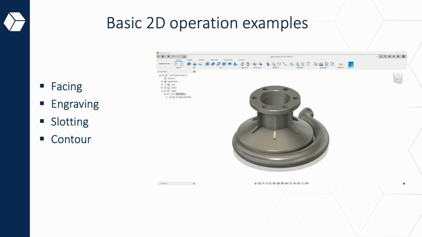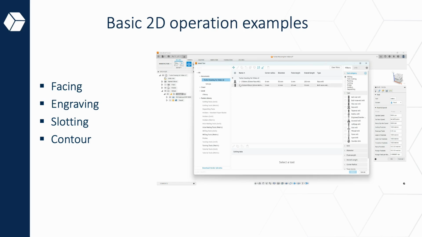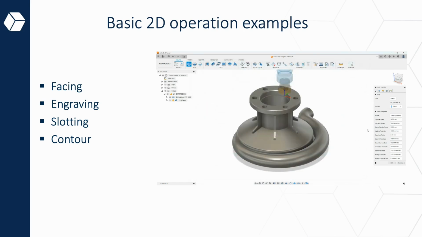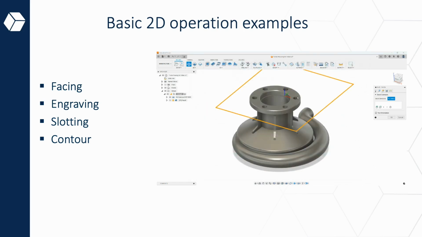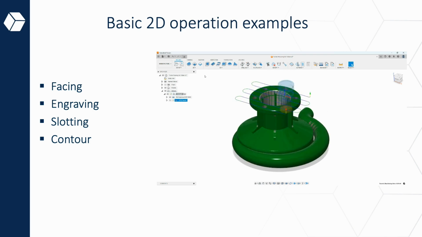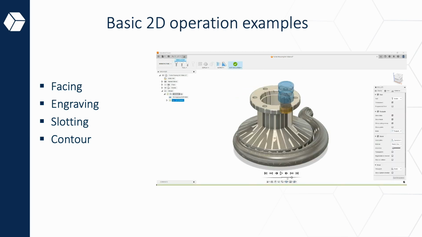We'll start with some basic 2D operations. We'll choose a face operation from the drop-down list. We'll select our tool. We'll select our machining area. And with the preset settings, we'll see that we have our facing toolpath automatically generated. We can do a quick simulation of this to see that we're happy with the toolpath movement.